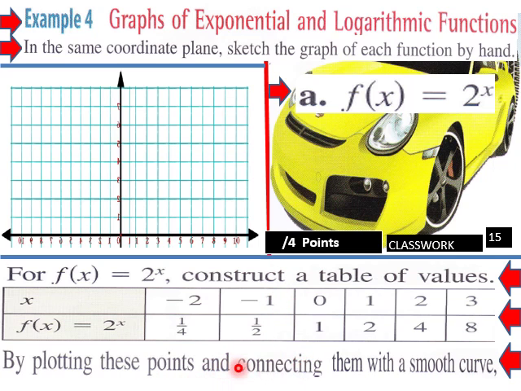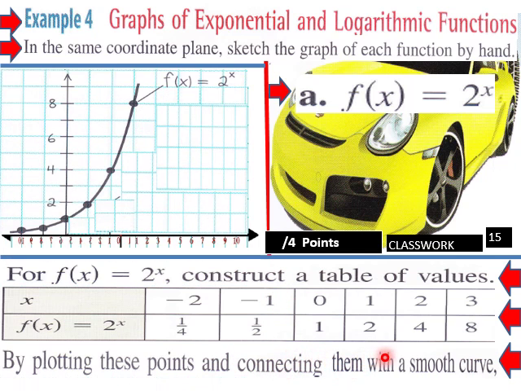By plotting these points and connecting them with a smooth curve, you get something like this here. Here's what you'll get for f of x equals 2 to the x power. This is what your graph should look like here. And then here are your plot points. This is key, and then this is key. That's these 3 points here.